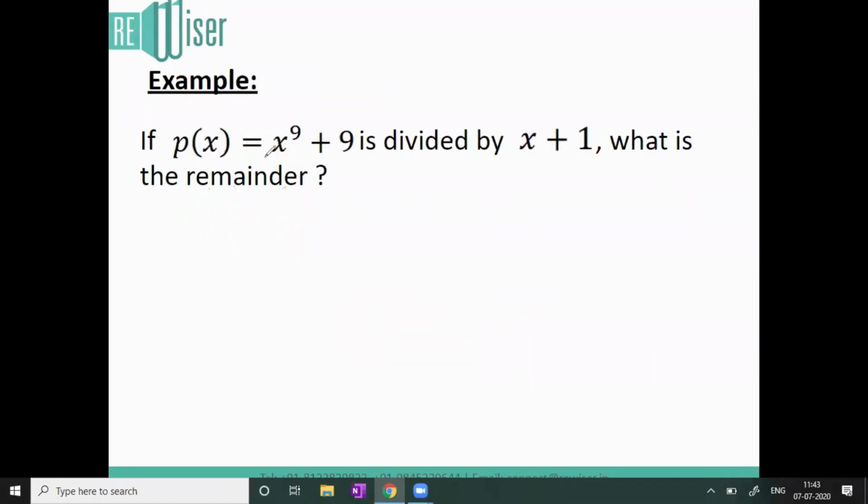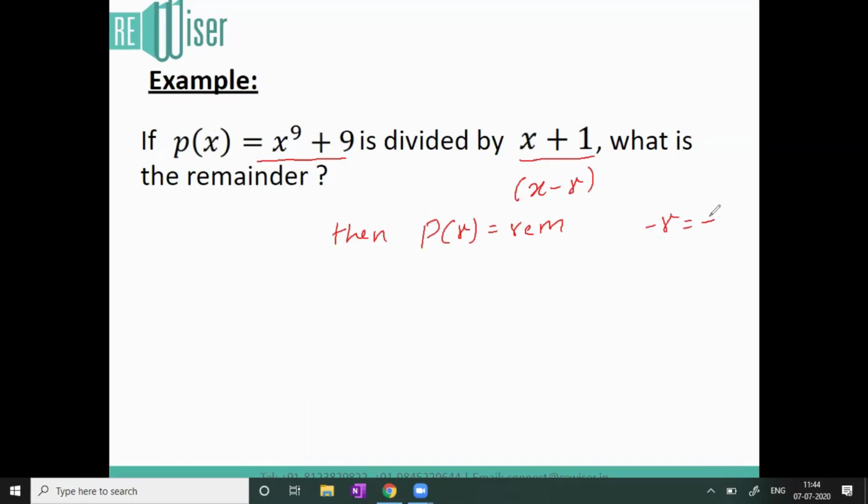So here the polynomial is x to the power of 9 plus 9, and it is divided by x plus 1. If you look at the previous thing, whenever any polynomial is divided by x minus r, then p of r is the remainder. That's what the remainder theorem talks about. So by comparing these two, in place of minus r, I have positive 1. That is the reason the value of r is negative 1, so p of minus 1 is my remainder.